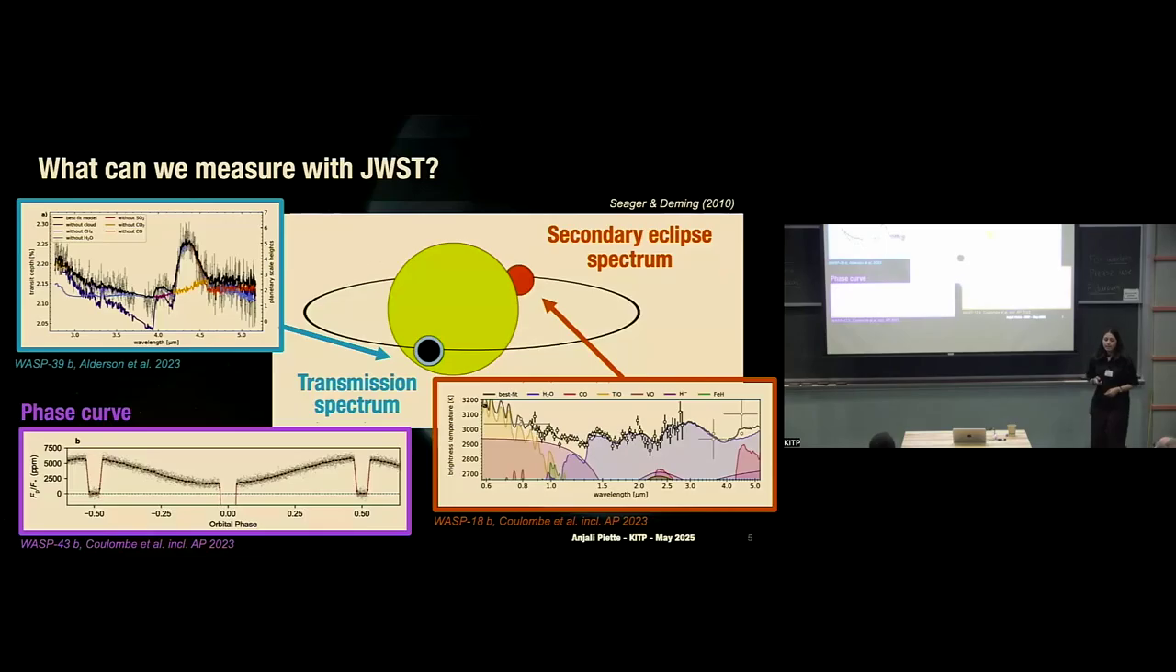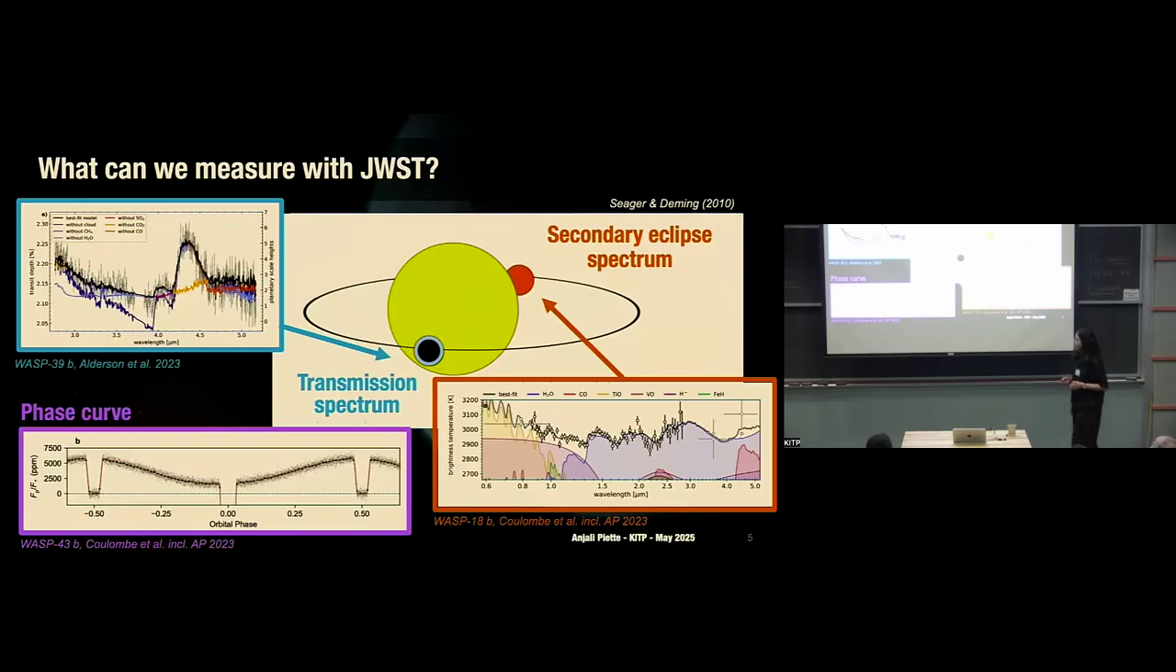We can also take it one step further, and instead of measuring the thermal emission only of the day side of the planet, we can measure it the whole way around the whole orbit and get a phase curve. What we get with a phase curve is not only the day side emission, but the night side emission, the emission from the planet at other phases as well. And we can really get this sort of 3D view of the planet. And you actually get a transmission spectrum for free as part of that as well.